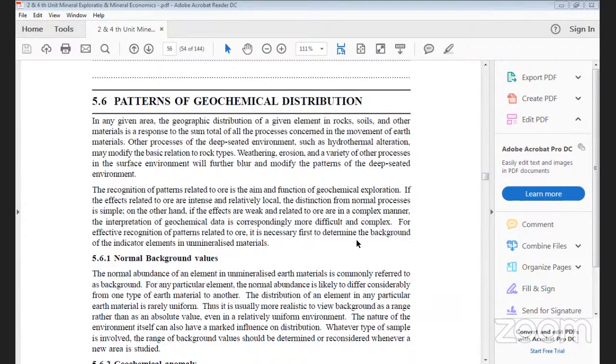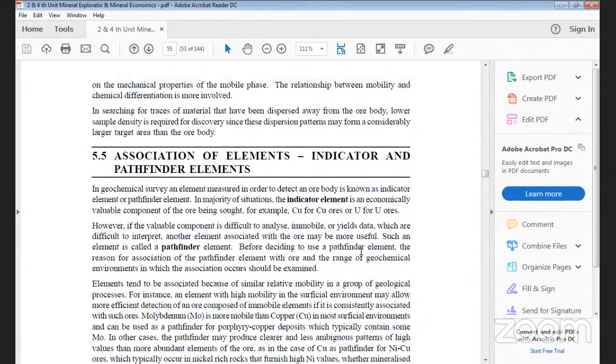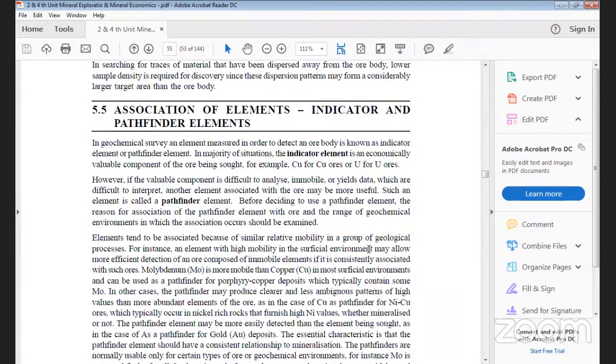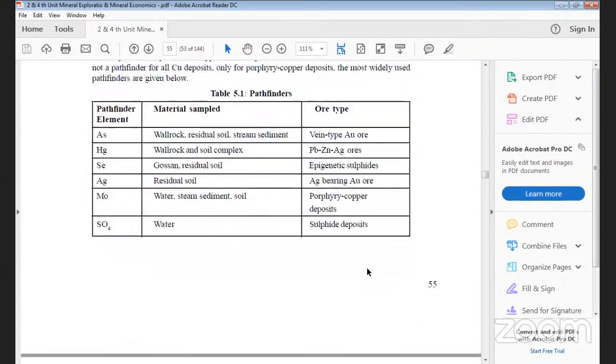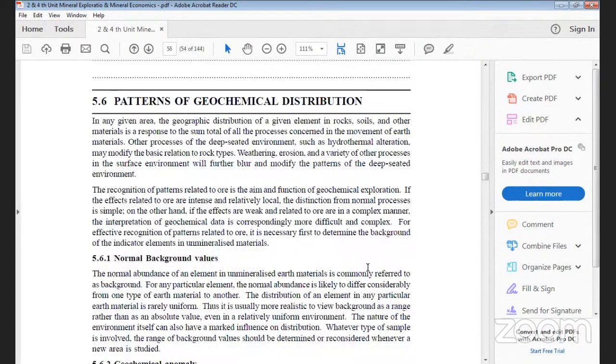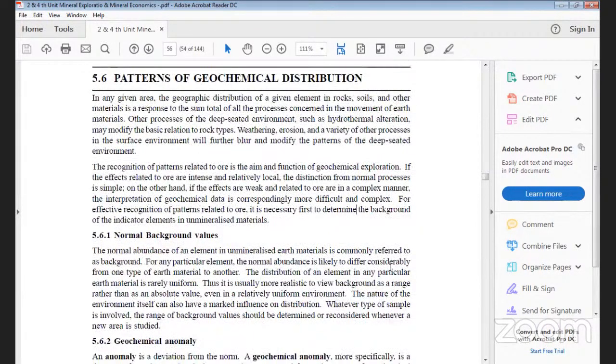Yesterday in class we discussed the association of elements. In that part, we saw the indicator and pathfinder elements. Today we are going to discuss the patterns of geochemical distribution. In a geochemical distribution, whatever area you have chosen, we have to look at the geographical distribution of the given elements, and we search for those elements in different rocks, soils and other materials also.